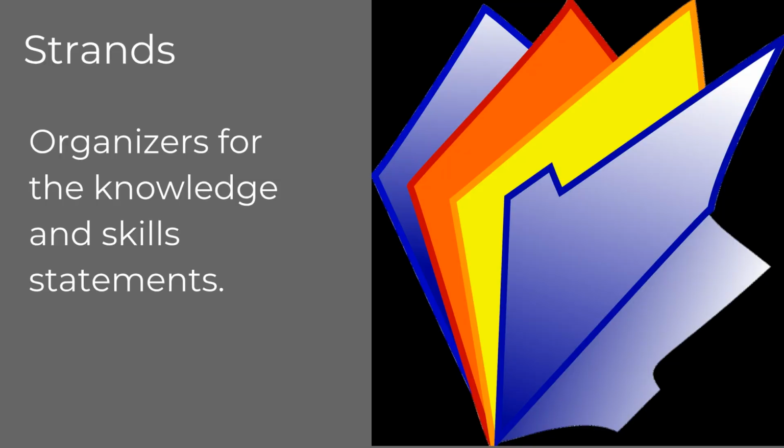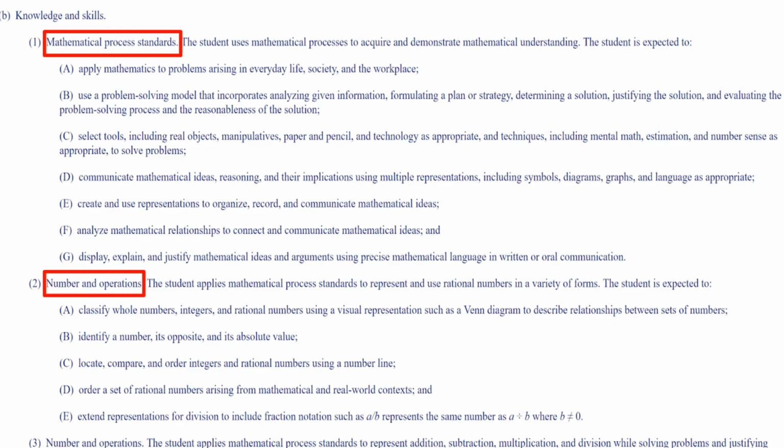Below the introduction, we have our strands. You could think of the strands as organizers for the knowledge and skill statements. On this slide, the boxes indicate the strands for 6th grade mathematics. In this particular sample of the TEKS, mathematical process standards and number and operations are the first 2 strands. Please pause the video and box all the strands in your selected TEKS.